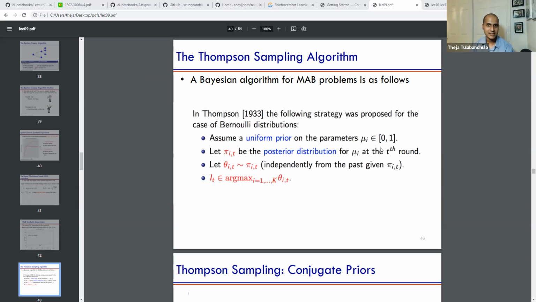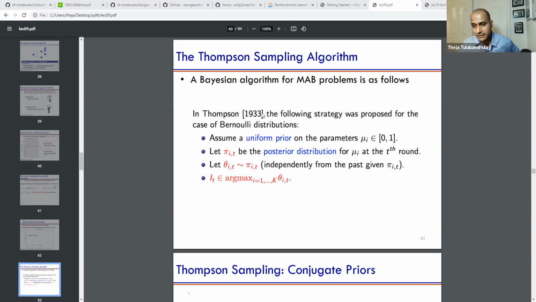If these algorithms don't seem intuitive, you can go back and figure out how you would design an algorithm which would do well. It turns out you will probably fit into one of these patterns. You will eventually land up in one of these intuitive ideas that I'm talking about today. So the third algorithm is called Thompson sampling. It was actually developed almost 80 or 90 years ago.